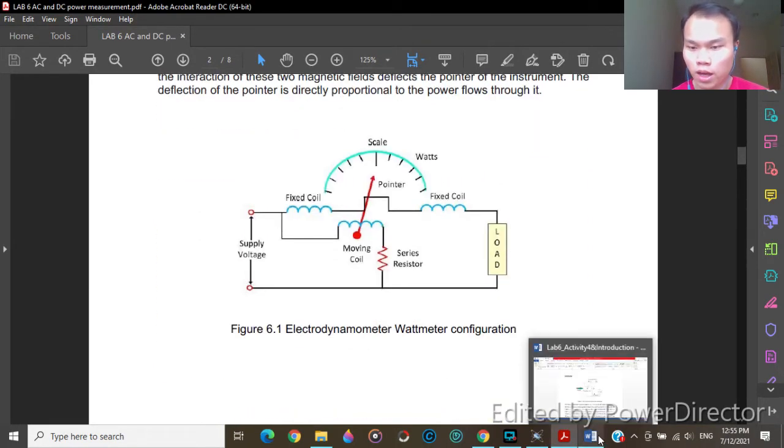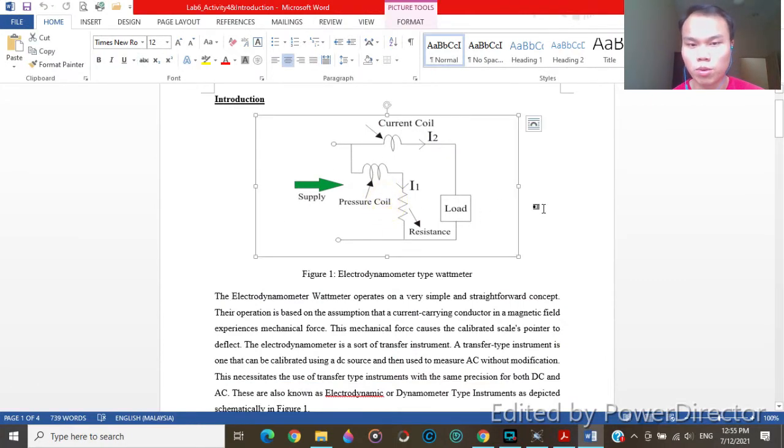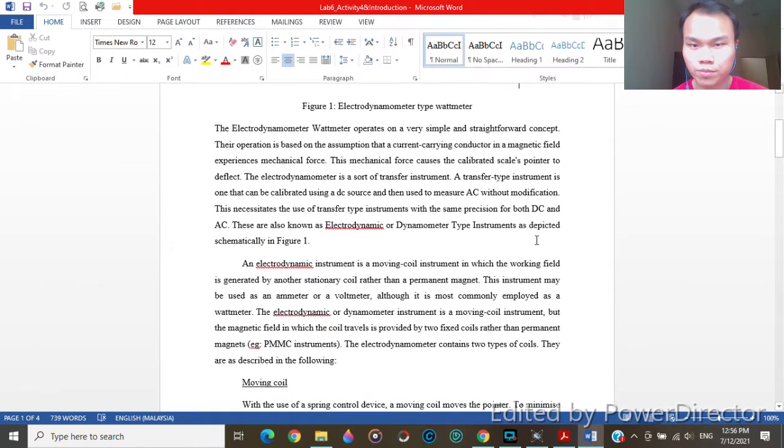Here's a figure of an electrodynamometer type of voltmeter. It uses two coils: one is a moving coil and one is a fixed coil. The operating principle is very simple and straightforward. It is based on the assumption that a current-carrying conductor in a magnetic field experiences a mechanical force, and this force makes the scale pointer deflect.